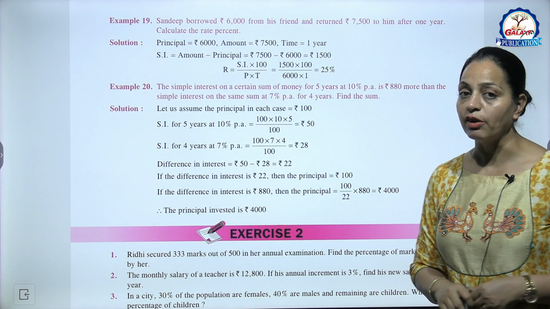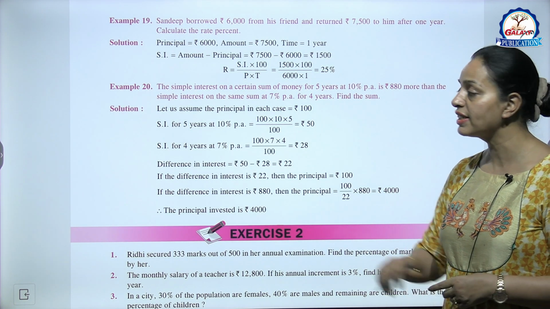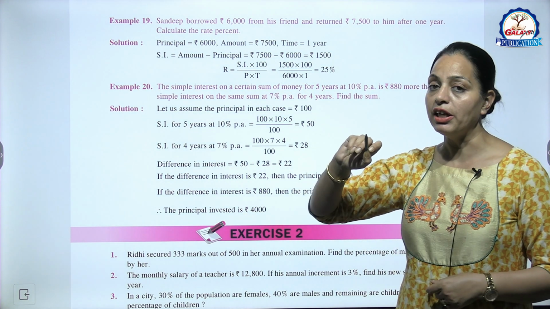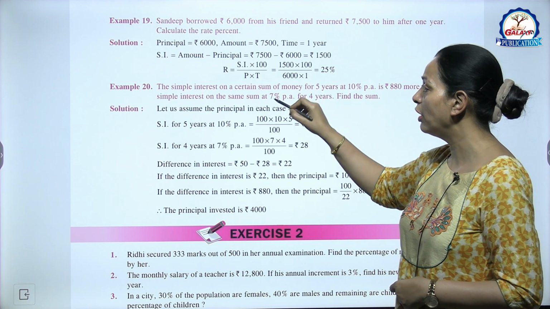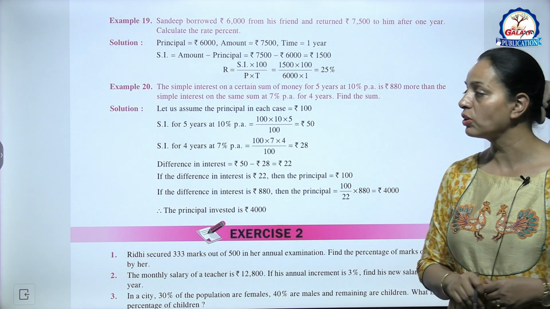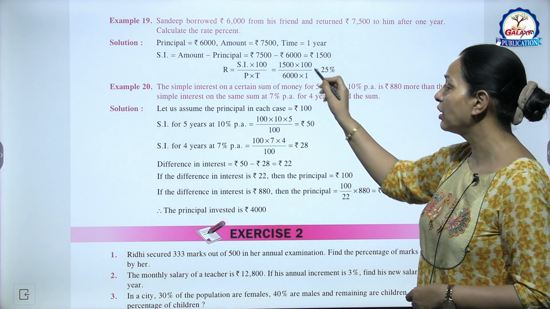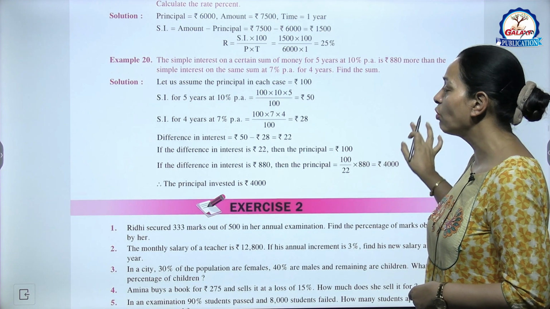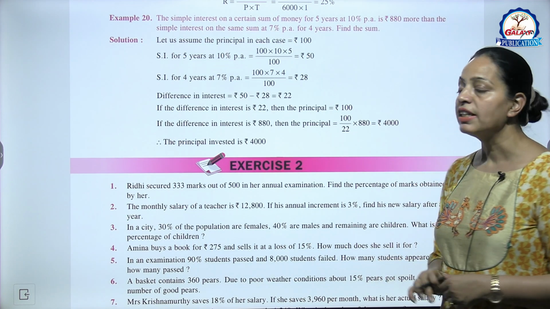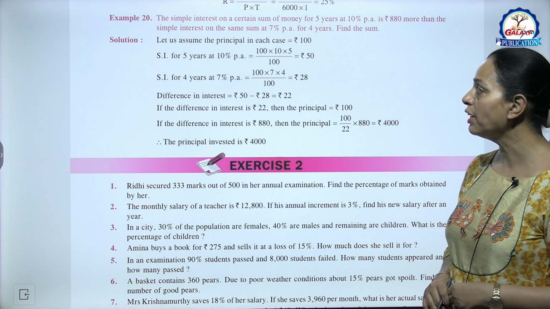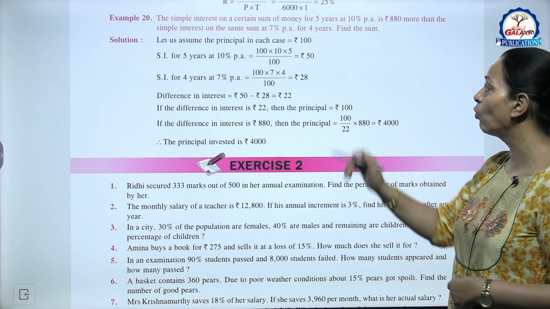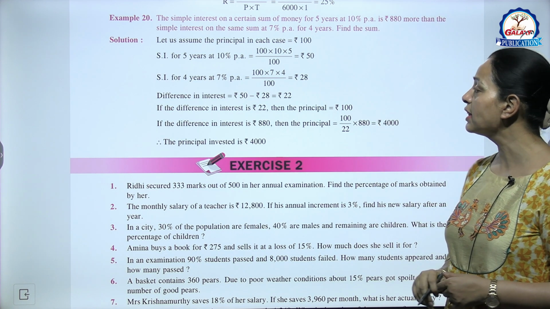Time is 1 year. We have to find rate. Rate is SI into 100 upon P into T. Just substitute the values. 1500 into 100 upon 6000 into 1. Cut the 0. So answer is 25%.